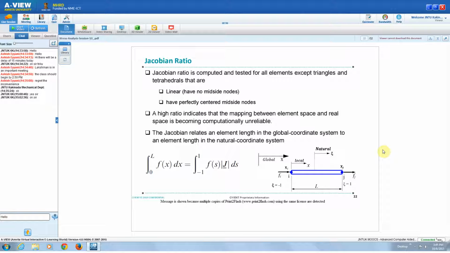So the higher the value, the stresses will become 0, or the natural coordinate system developed may not be perfect because of the element shape.